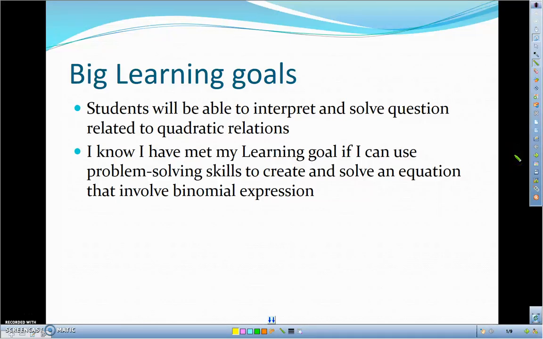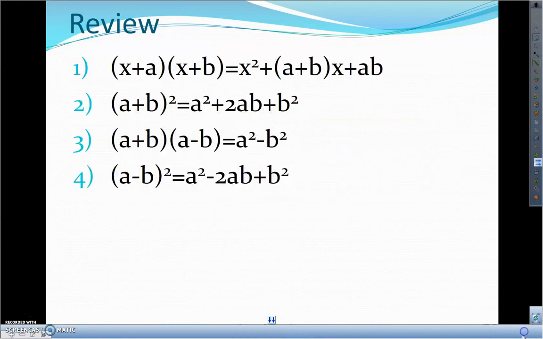Okay, welcome back. We're going to be looking at Unit 3, which is quadratic expressions, and specifically by the end of this unit we should be able to interpret and solve questions related to quadratic relations. And what we've been learning is about expanding and factoring, expanding binomials and factoring trinomials. And before we begin, this is just a brief recap of expanding and factoring.